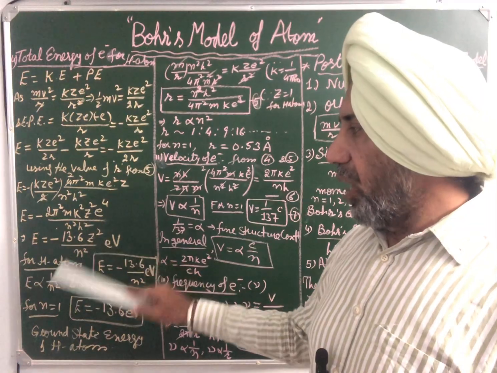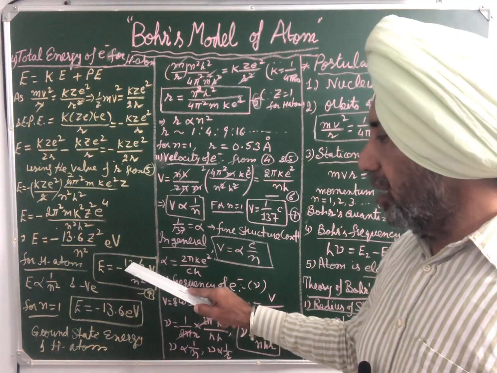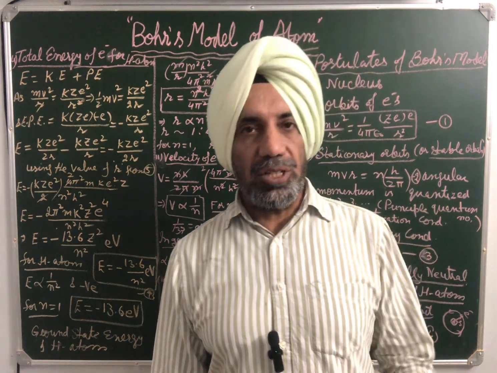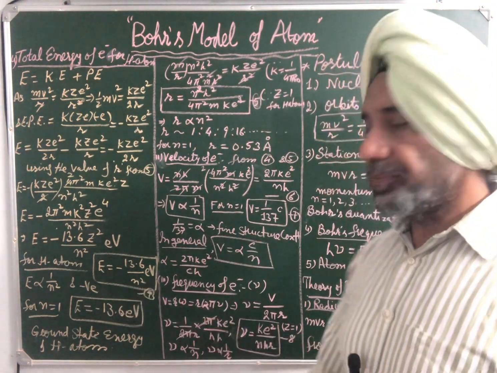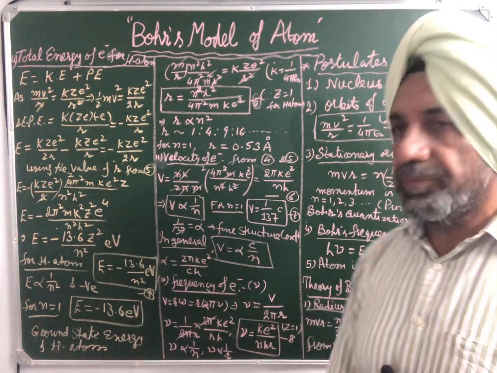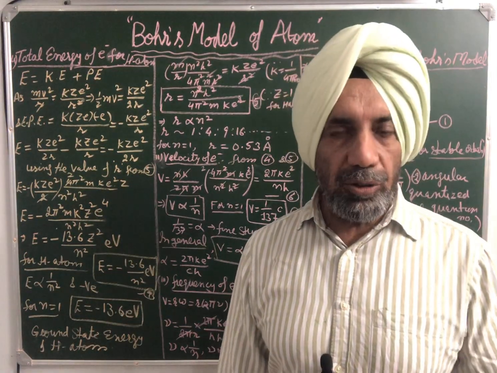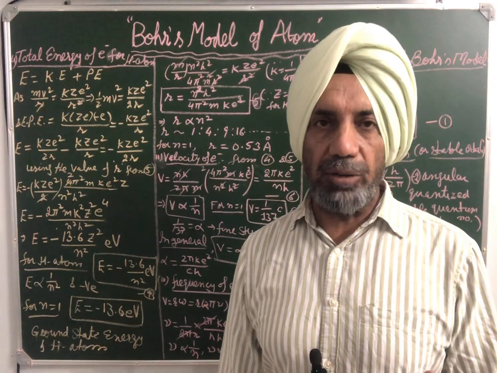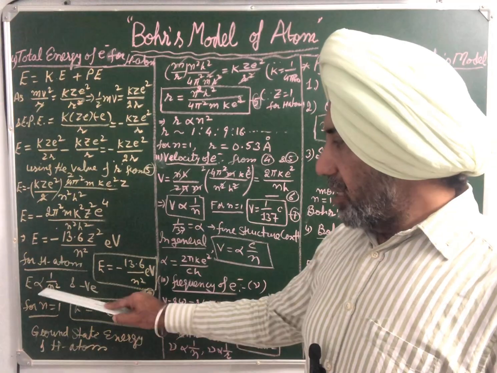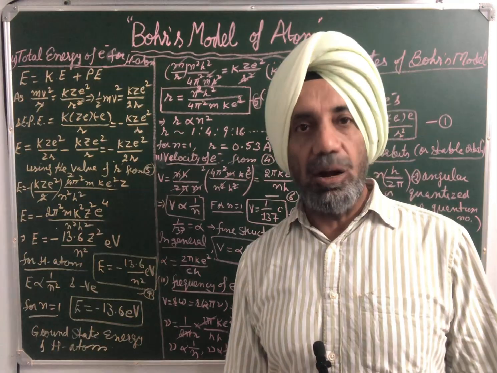For the H atom, z is equal to 1. So for the H atom, the total energy of the electron is given by E is equal to minus 13.6 upon n square electron volt. It means the total energy of the orbital electron is inversely proportional to the square of the principal quantum number. And for n is equal to 1, E is equal to minus 13.6 electron volt. Moreover, the total energy is negative. It means the electron is bound to the nucleus. It cannot leave the nucleus. And this is the minimum energy attained by the electron in the first orbit or in the ground state.